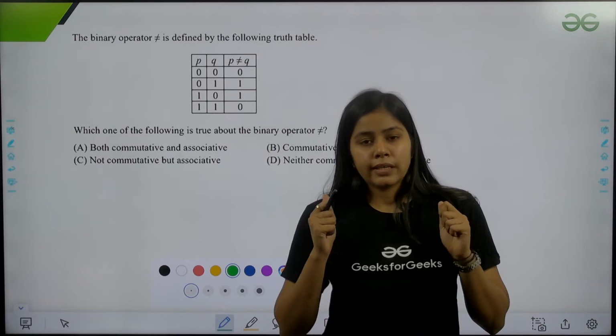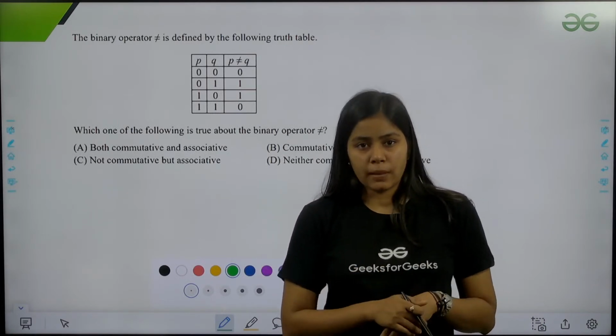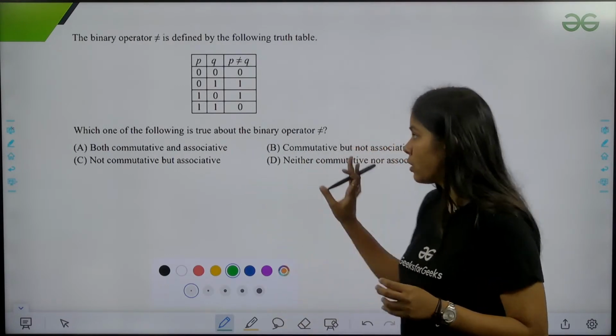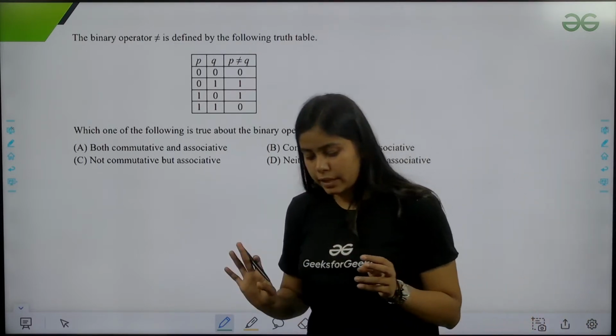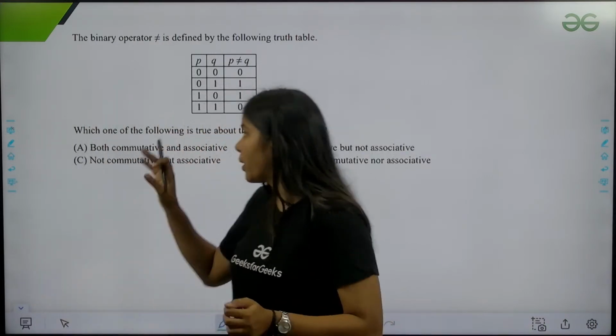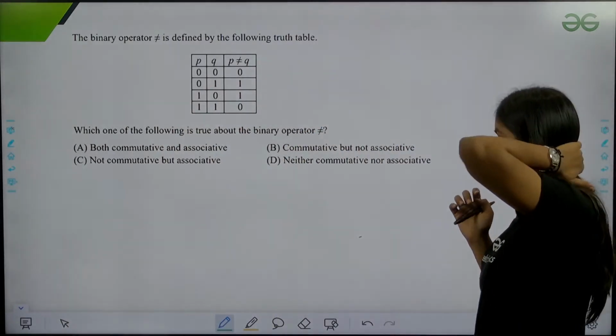Because there is most of the chance that students will do some silly mistake, right? Because you know the concept, you just have to practice it. So try to practice some questions, and yeah, you can get the full marks, right? Okay, so this binary operation, which one of the following is true about this binary operation, right?